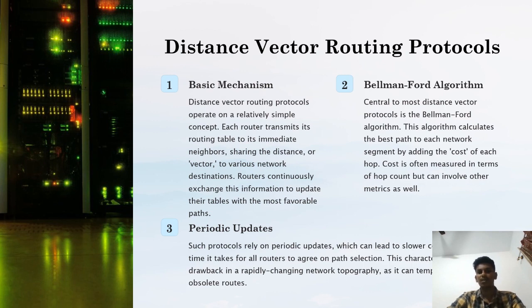Bellman-Ford algorithm. Central to most distance vector protocols is the Bellman-Ford algorithm. The algorithm calculates the best path to each network segment by adding the cost of each hop. Cost is often measured in terms of hop count but can involve other metrics as well. Periodic updates. Such protocols rely on periodic updates, which can lead to slower convergence time. It takes time for all routers to agree on path selection, which is a drawback in a rapidly changing network topology, as it can temporarily leave obsolete routes.